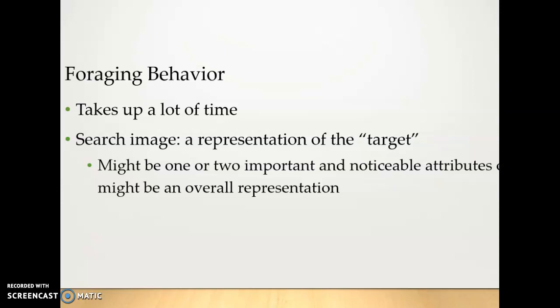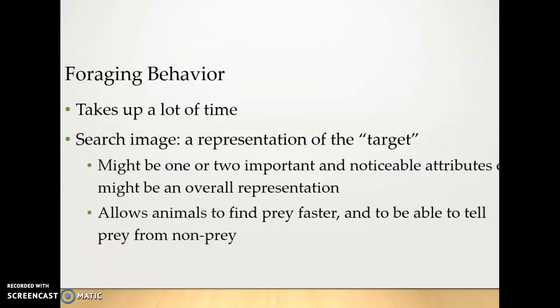Or if it is a bee, for instance, looking for a particular flower, they could be looking for a color, they could be looking for a shape, they could be looking for a size, or they could be looking for an actual representation. Now, what this search image does is it allows us to essentially see things, find things faster. If you have a visual idea or some sort of idea of what it is that you're looking for, it would hopefully allow you to find it faster, and would also hopefully allow you to tell prey from non-prey.